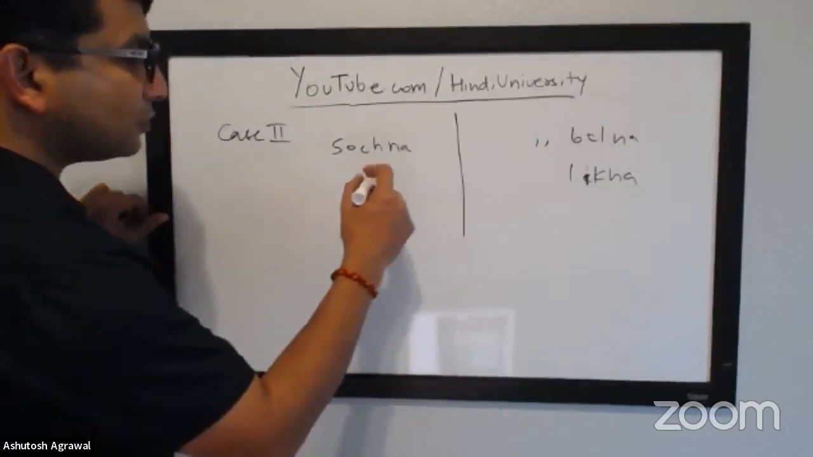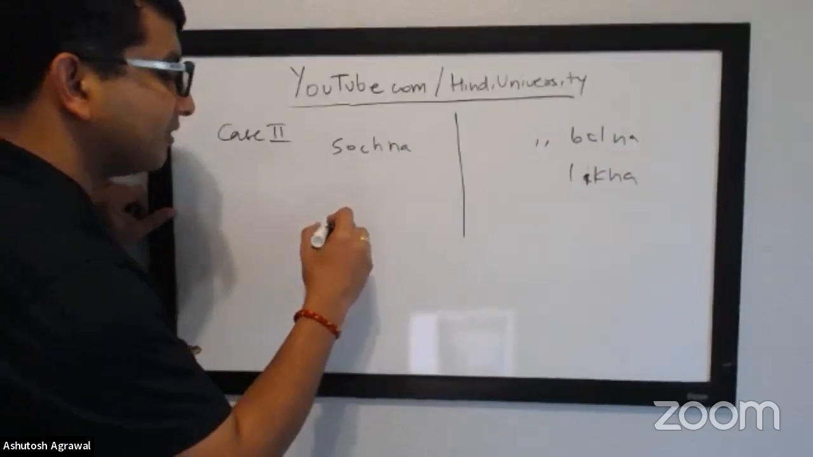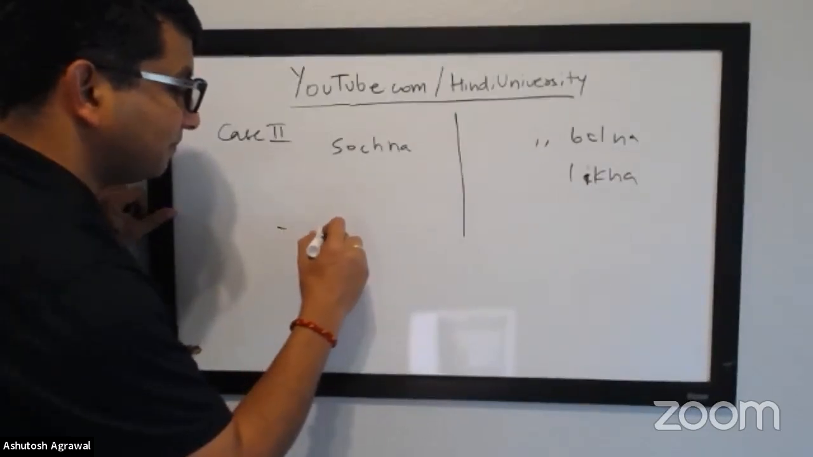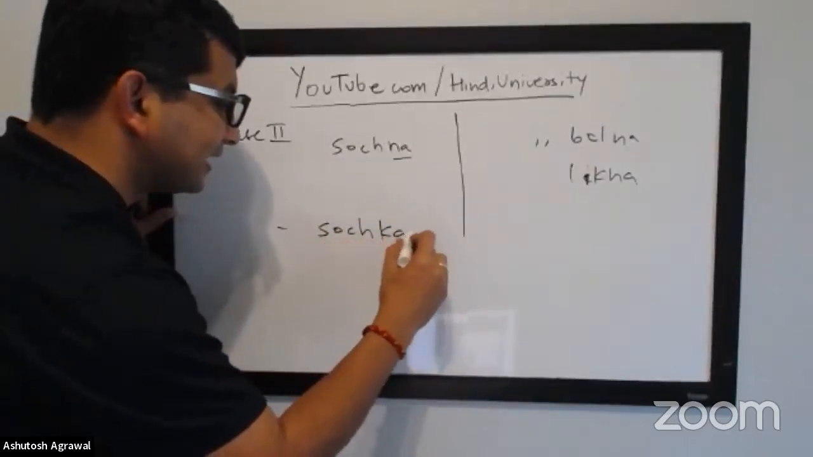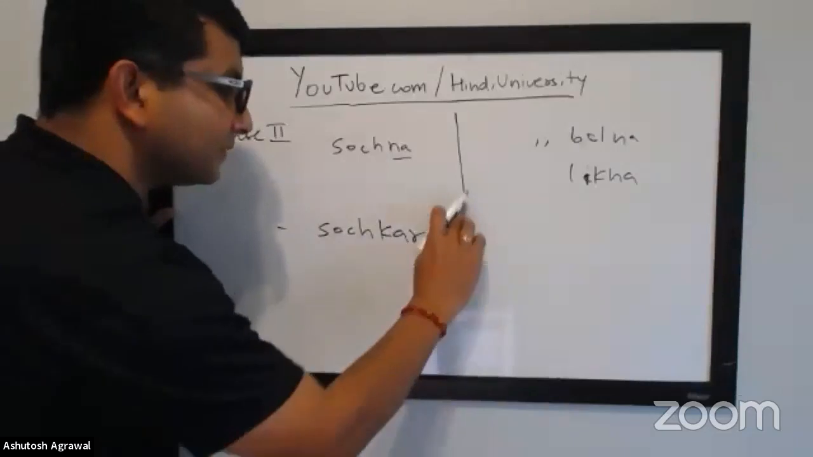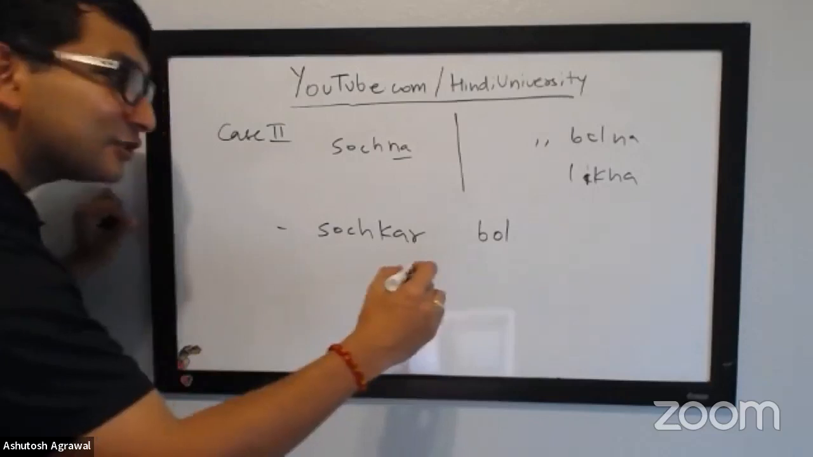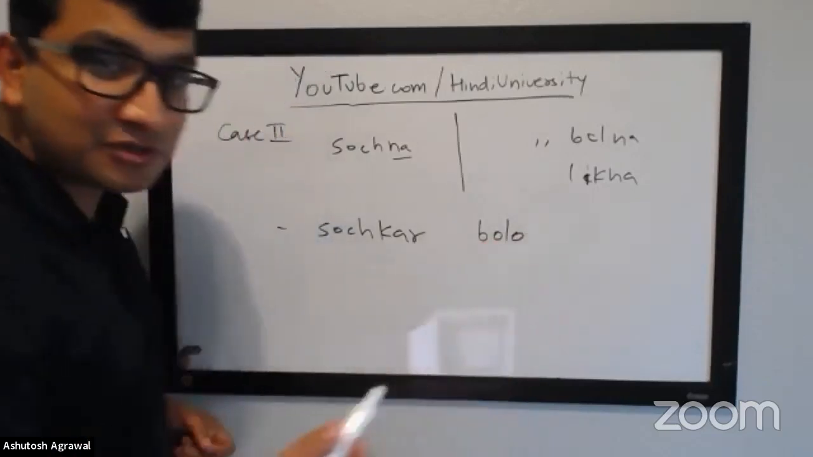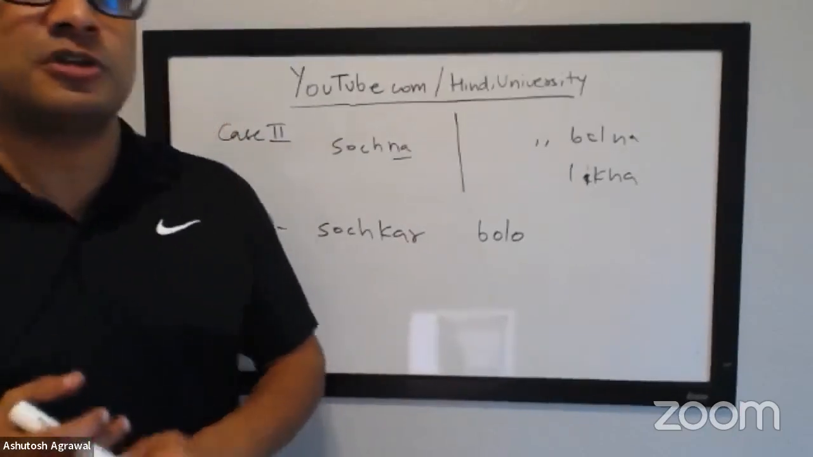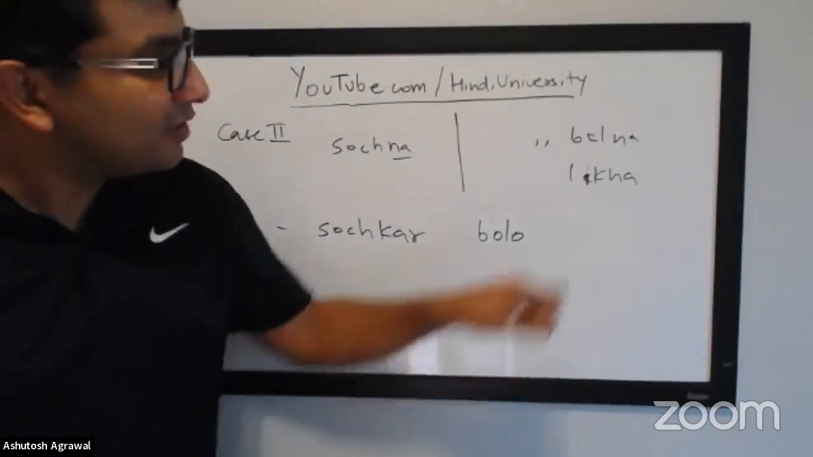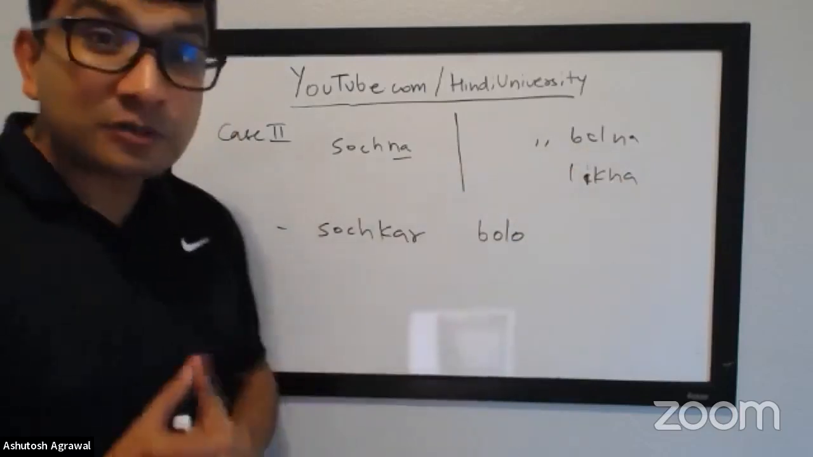Let's do it. We'll put the conjunctive participle on the first one, and it will become sochkar. Very good. And then the next one is bolo. Sochkar bolo. There are four forms of imperative, so you can use sochkar bolo, sochkar bol, sochkar boliye, or sochkar boliega. You can also use sochkar bolna, which is also one of the forms of imperative.